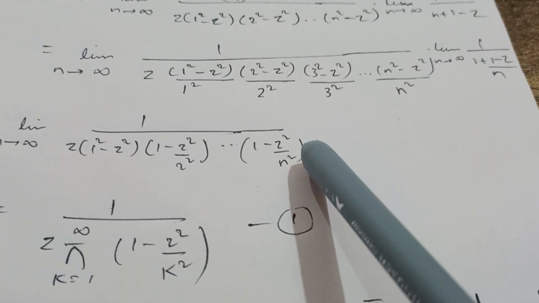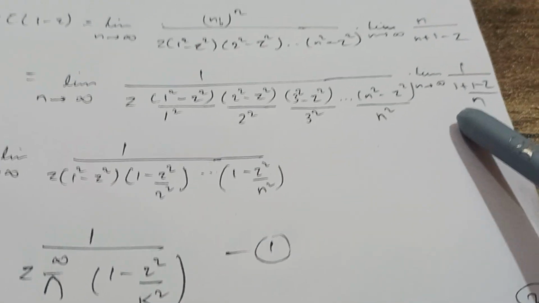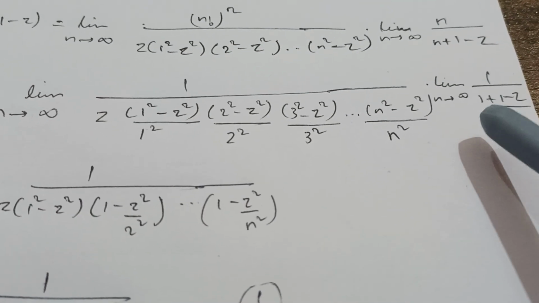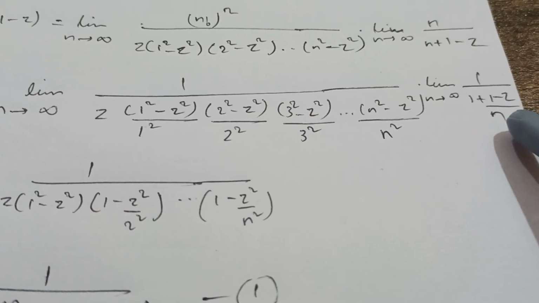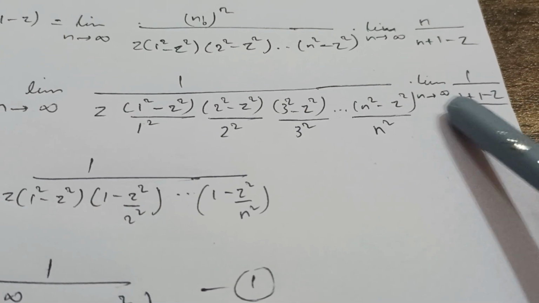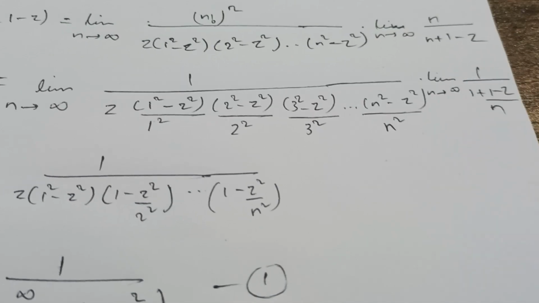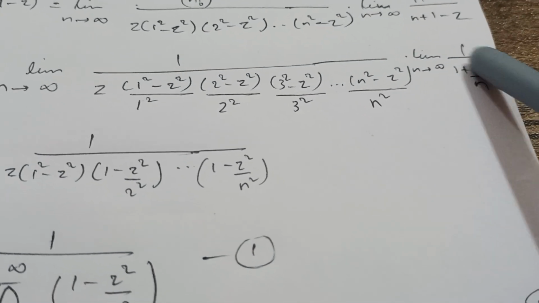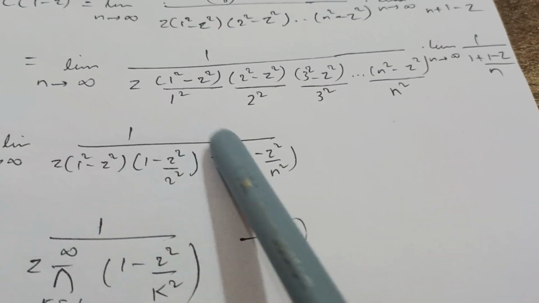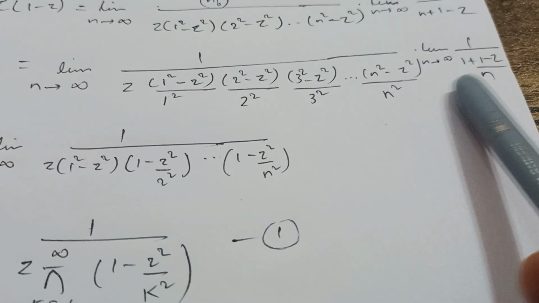Okay, and also if you see here, by dividing n on numerator and denominator, it will get to 1 upon 1 plus 1 minus z upon n. As n approaches infinity, this will tend to 0, so 1 upon 1 will be nothing but 1. So this limit will approach 1, so I have taken it as 1, and I am going to separate it and solve this part, because this is approaching 1.